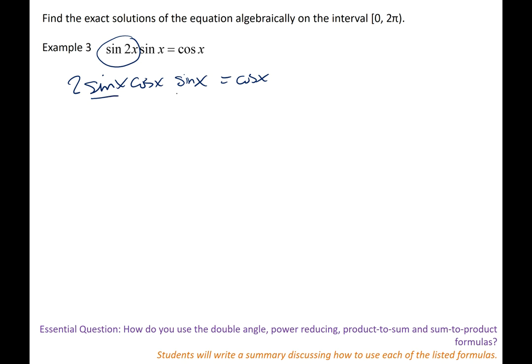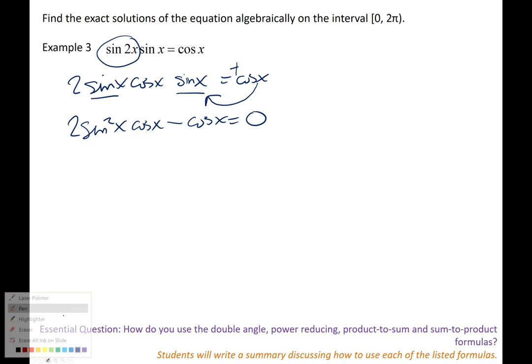Not quite yet. First, what's sine times sine? Sine squared. Remember, the squared goes on the sine, not on the x. And at the same time, how do I move this cosine to the other side? Right now it's positive, right? To get it to the other side, I need to make it subtraction, right? Good.